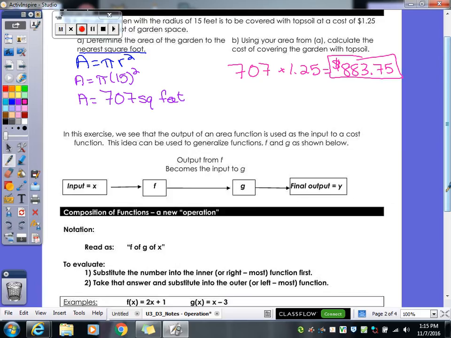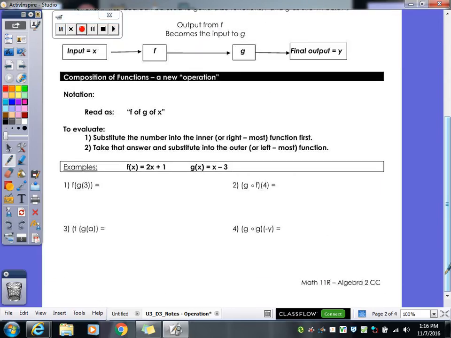So this example here gets us into our composition of functions. So what a composition of a function is, it means it's more than one function put together. And what happens is you plug a number into the first function, which is what we did here in part A, and you took that answer and you plugged it into a different function like we did over there in part B, and then you got your final answer. So that's what happens with your composition of functions, is you take something, you plug it into one function, get an answer, and then take that answer and plug it into another function. So that's what we're doing for the other part of our notes.